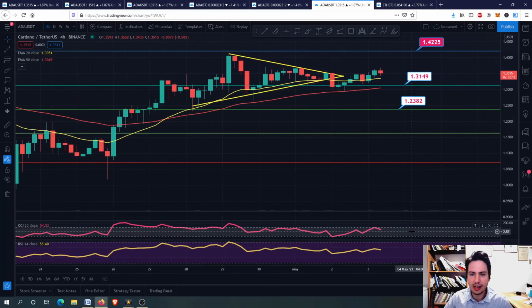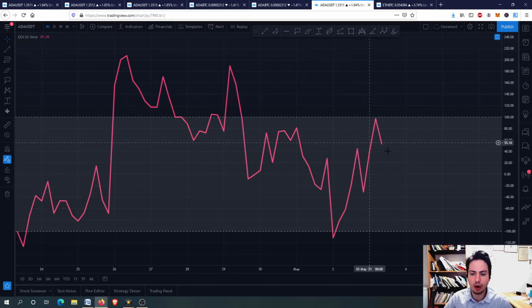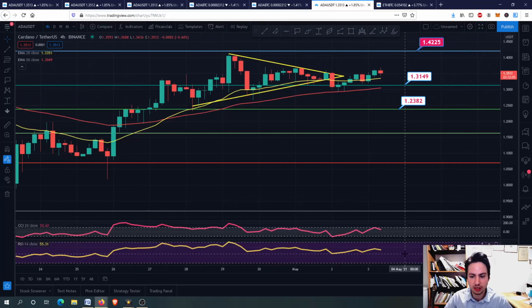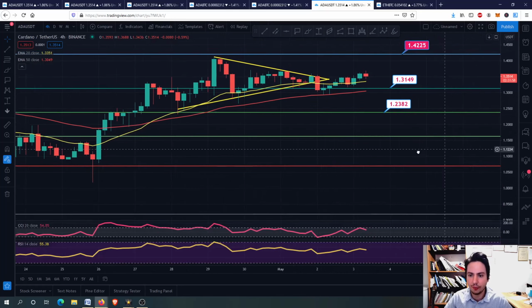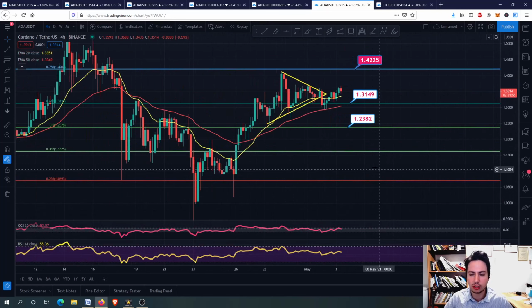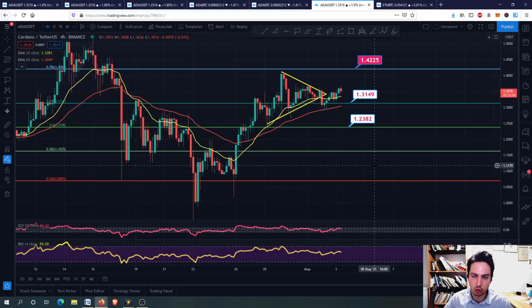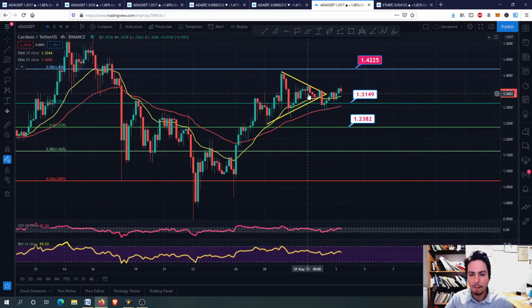Okay, so right now for the Commodity Channel Index on the 4-hour frame, you can see below between minus 100 and for the RSI between 30 and 70 in this purple area. We don't have any risk involved for now. We don't have any clear buying opportunities according to these metrics.